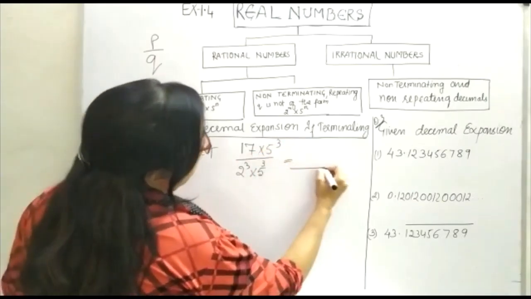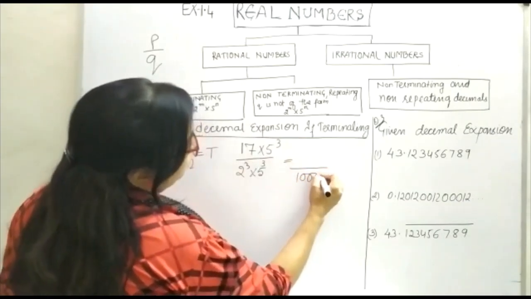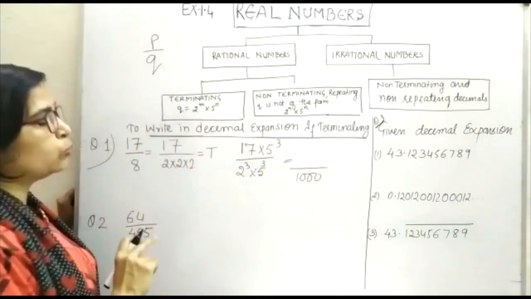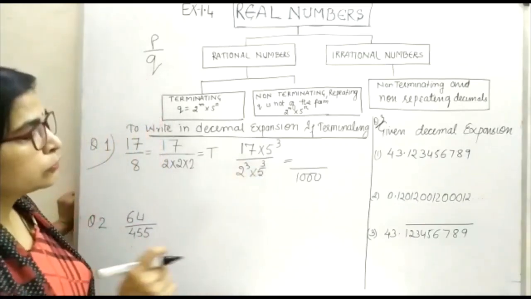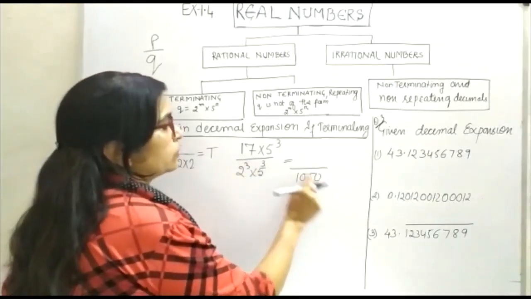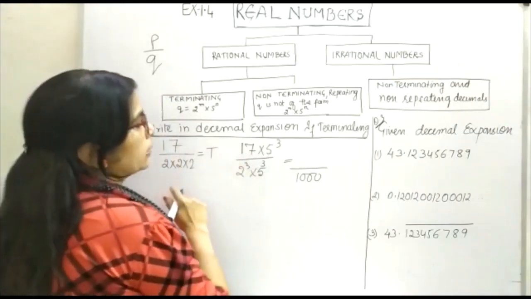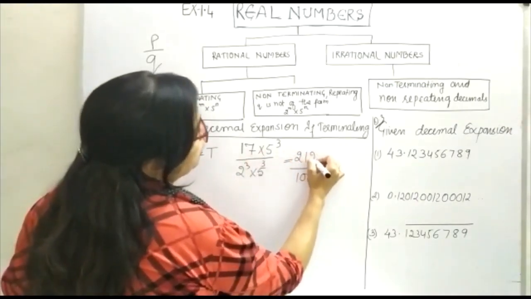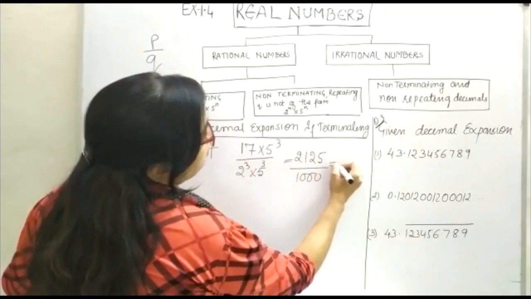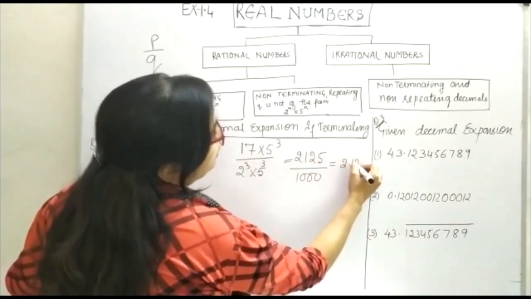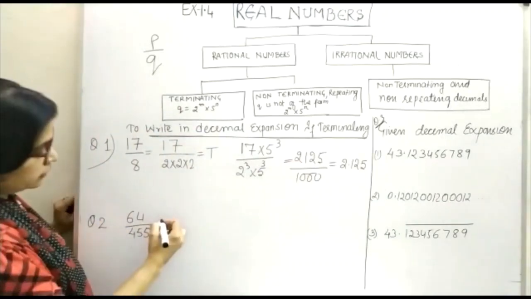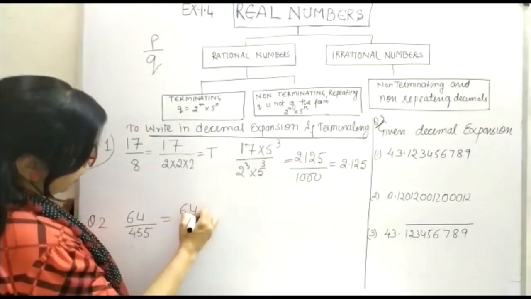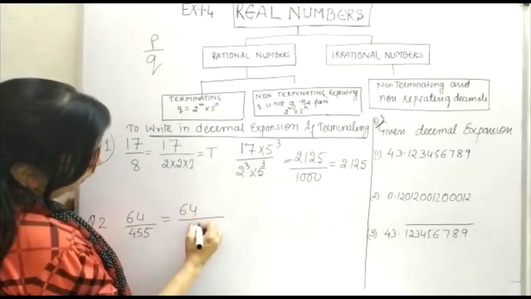So your denominator takes the form 1000. You can see that one pair of 2 and 5 gives 10, so there are three pairs of 2 and 5. We will be getting 10 into 10 into 10, that is 1000. And when you multiply this in the numerator, you get 2125. So your decimal expansion is 2.125.